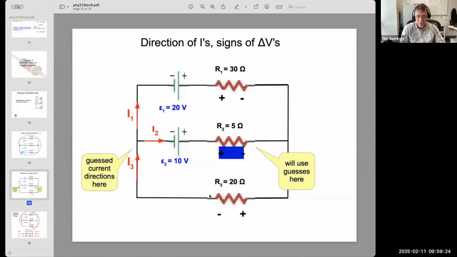Downstairs here, R3. In the case of R3, we're actually going in the opposite direction through R3. So that current I3 is flowing from the right to the left. That means that the higher potential is now on the right, the opposite of R1 and R2, and the lower potential is on the left. Again, the opposite of R1 and R2, because the current's in the opposite direction. So here's the top of the hill. I marked it with a plus for the R3 resistor. Here's the bottom of the hill. I've marked it with a minus for the R3 resistor.